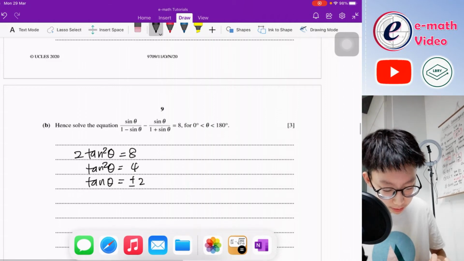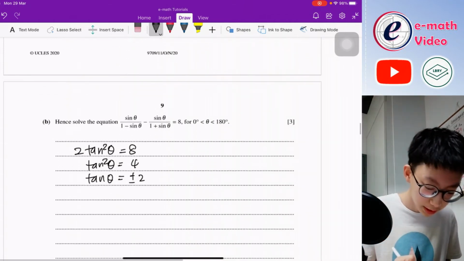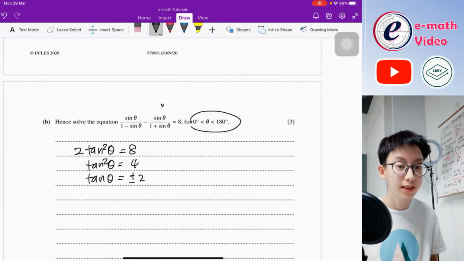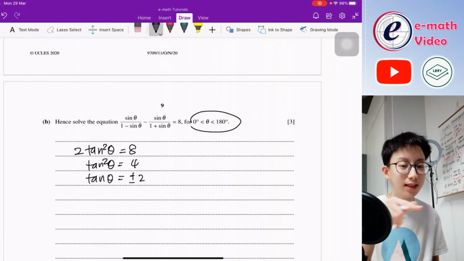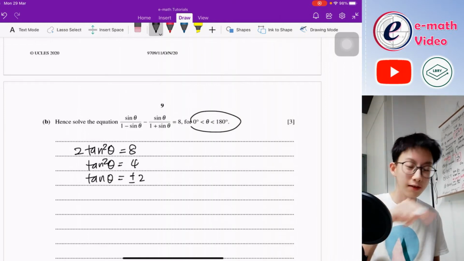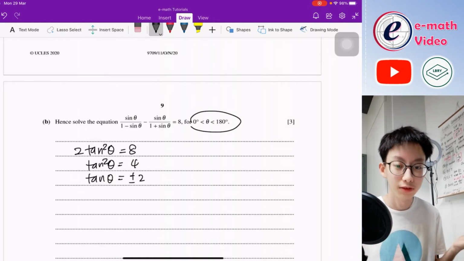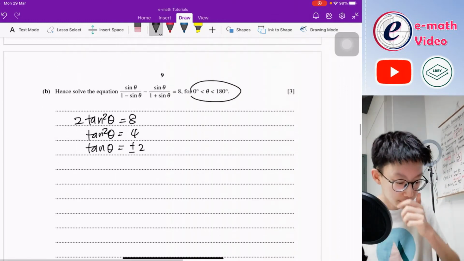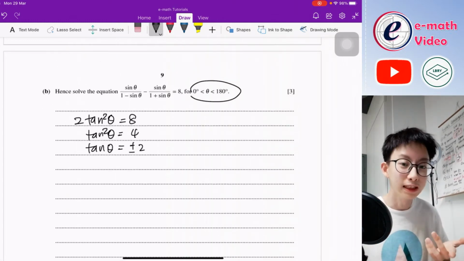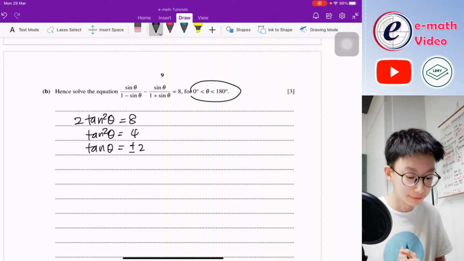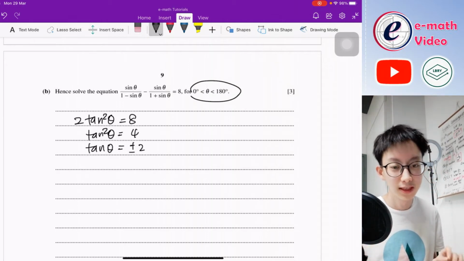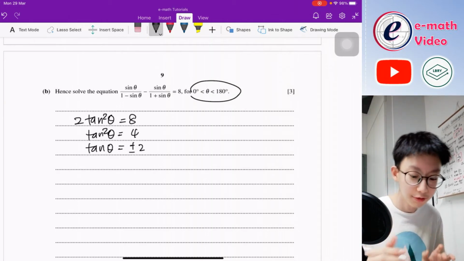But before that, just now I forgot to mention, because it told you that the range is between 0 and 180, you don't have to consider the whole cycle, or go around for I don't know how many cycles. So because of that, you know that you need to consider both positive and negative, and luckily you only have to consider the first quadrant and second quadrant.